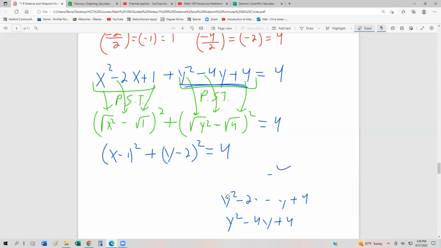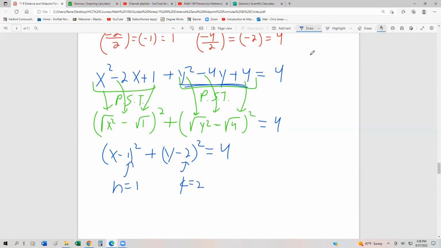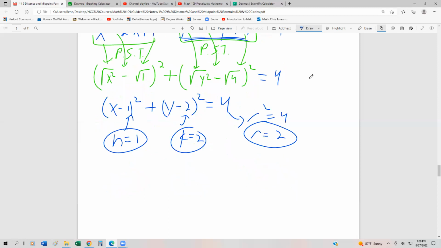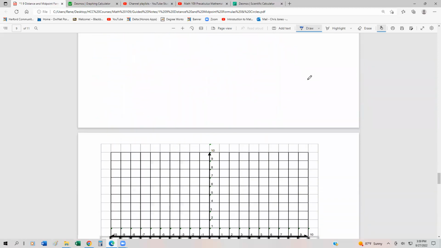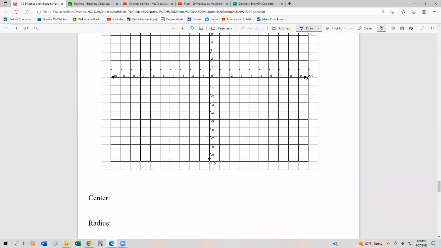Okay, now regardless, what we have now is the equation of the circle written in standard form. So the next thing we're going to do is identify h and identify k. Well, h is going to be 1, k is going to be 2, and r squared is equal to 4. Taking the square root of both sides, r is equal to 2. So we have the center at (1, 2) and we have a radius of 2.